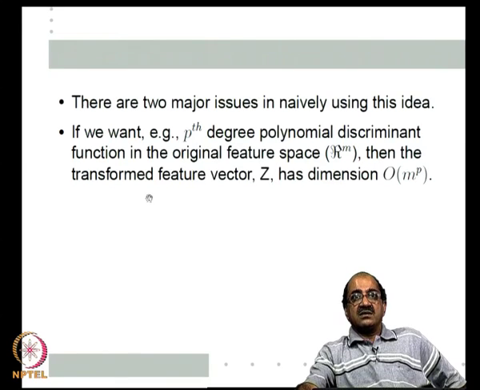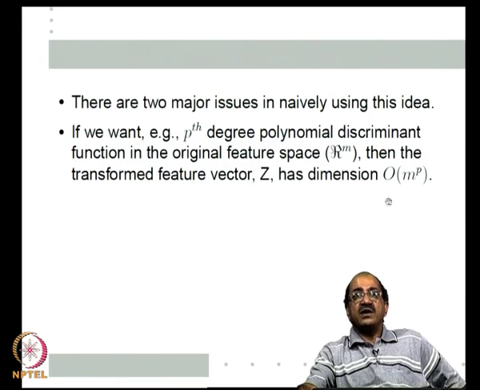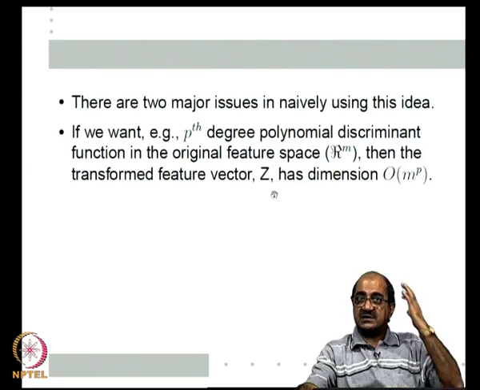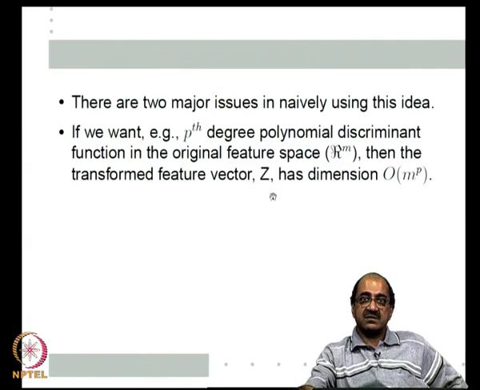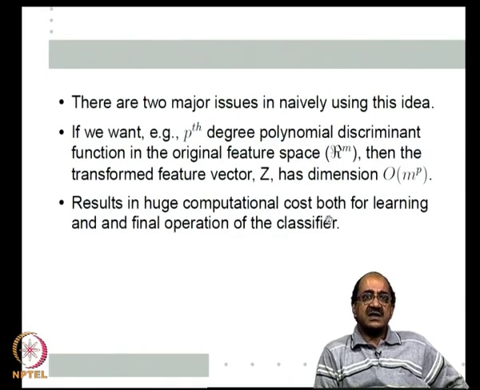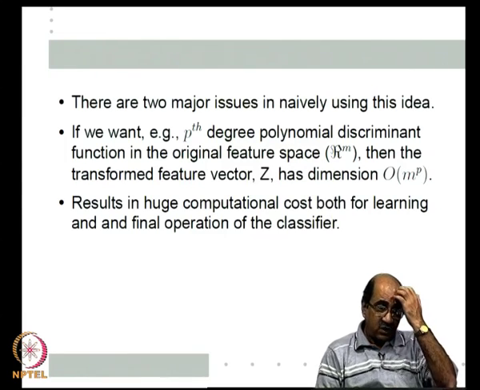So, the dimension of z can be very huge, even for second and third degree polynomial discriminant functions that we may want to learn. They are not particularly nonlinear, just quadratic or cubic functions in the original feature space. The transform space can have huge dimension, and this can result in huge computational costs. Let us say what do you have to do when to classify?